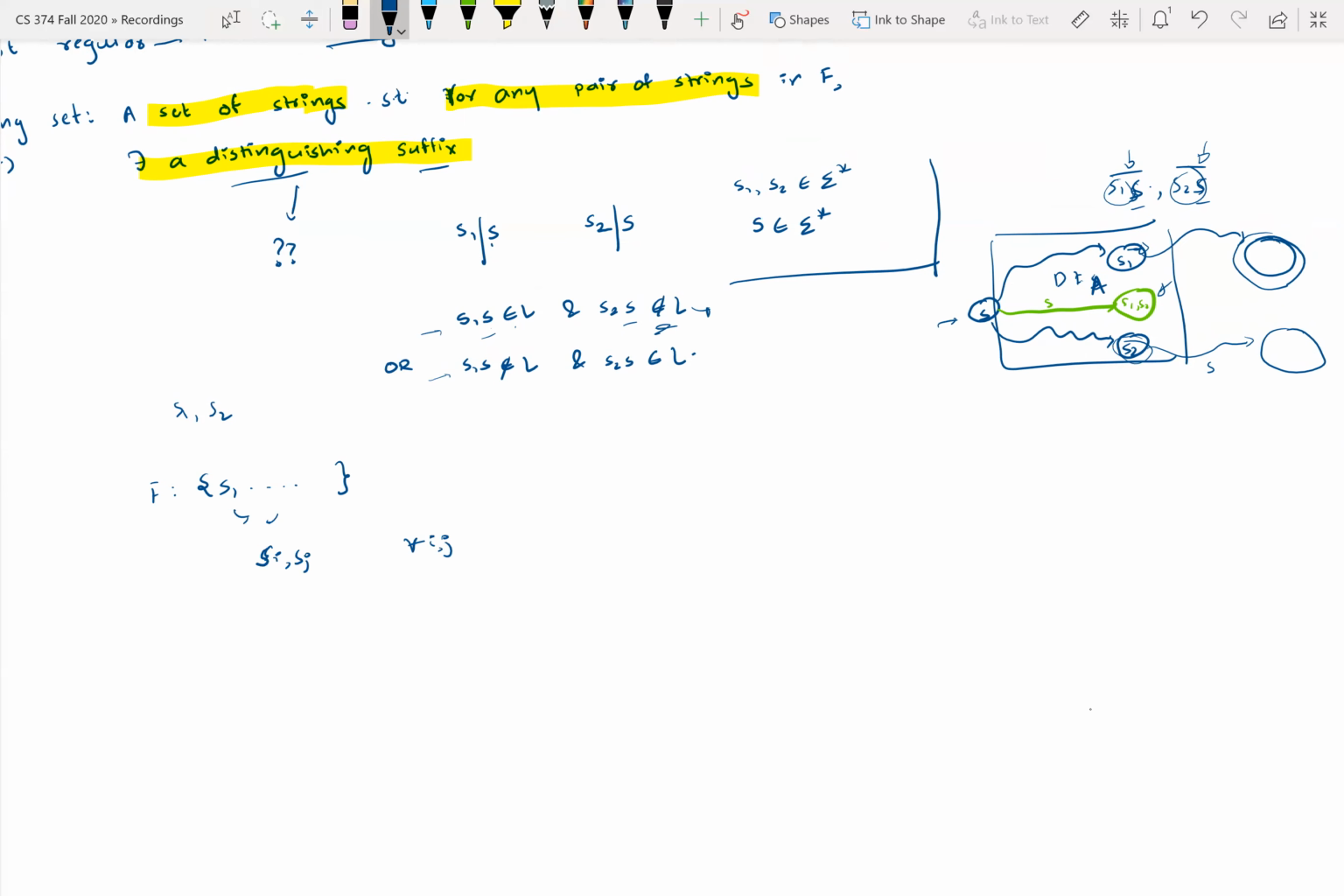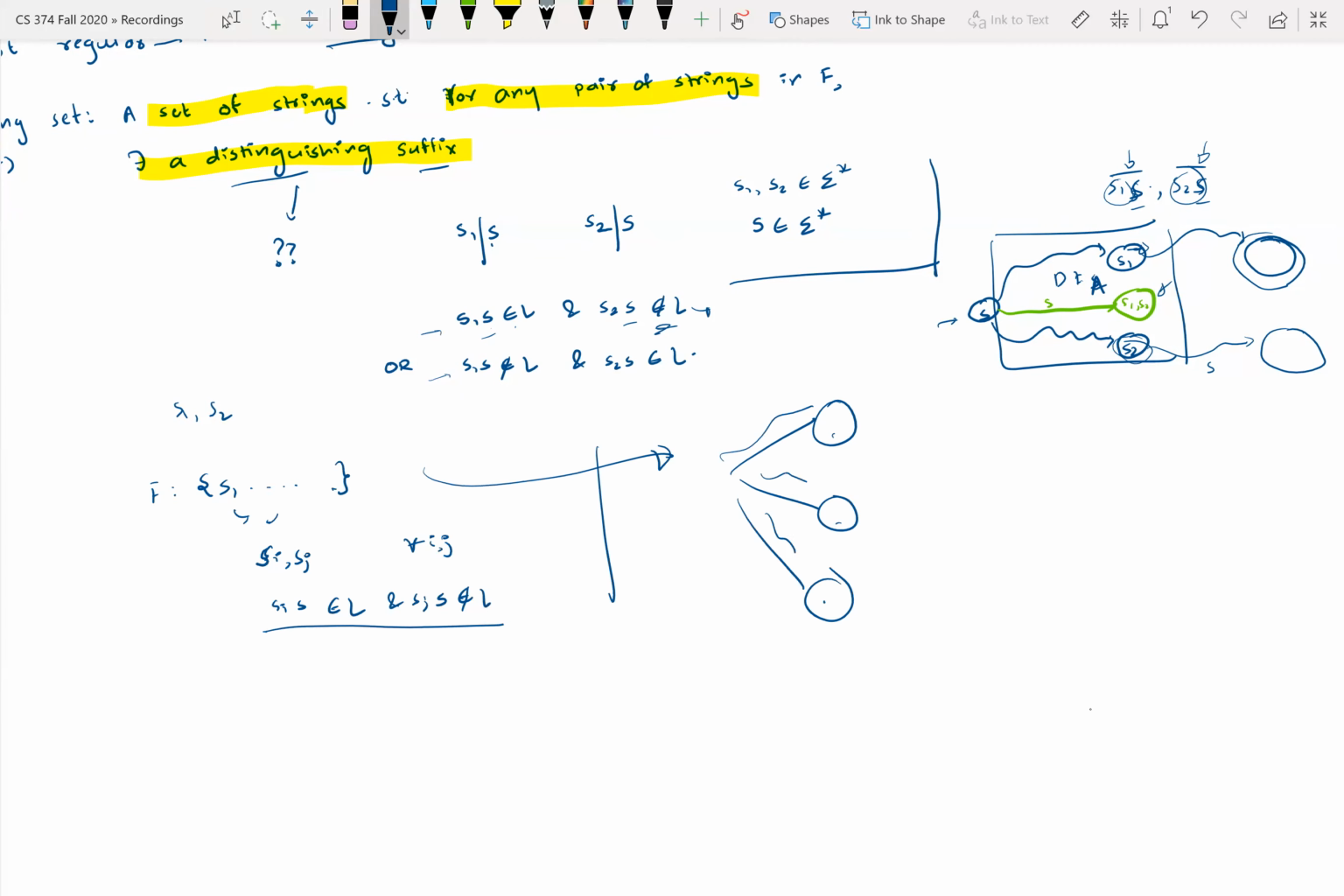Si is written this way. So for all Si, Sj, there exists a distinguishing suffix s, so that Si s belongs to L and Sj s does not belong to L, or vice versa. Basically what this means is, whatever my fooling set F is, for every string in my fooling set F, I need to have a different state where that particular string is ending.